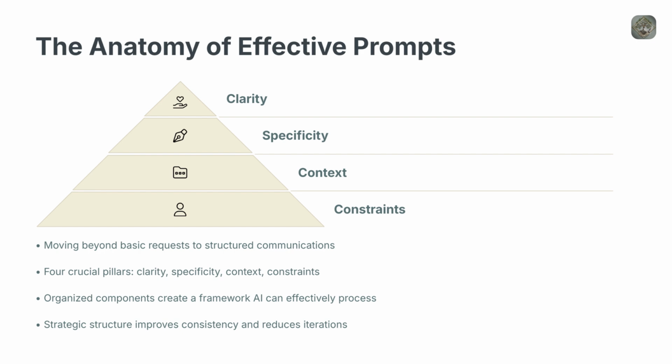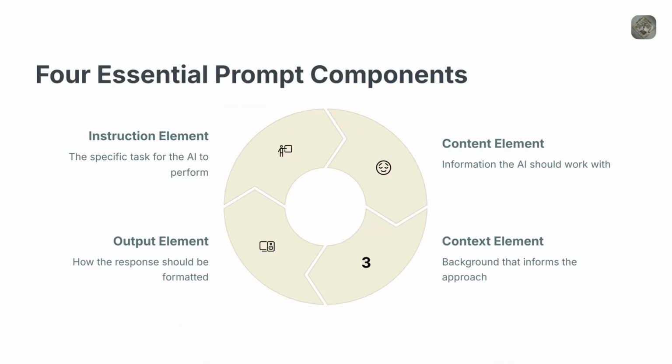Every effective prompt can be broken down into 4 structural components that work together to guide the AI. The instruction element forms the core request, the specific task you want the AI to perform, such as analyze, summarize, or create. The content element provides the information the AI should work with, like a text passage, dataset, or topic. The context element supplies background that informs how the AI should approach the task, including purpose, audience, or relevant constraints. And the output element specifies how the response should be formatted or structured.